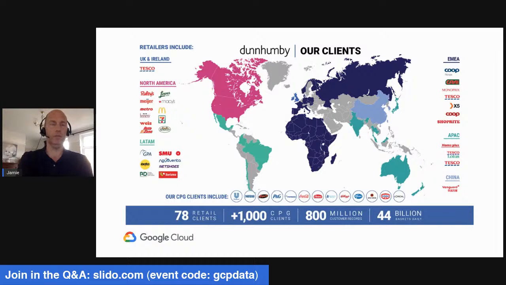baskets every day. That's not to say we have 44 billion baskets' worth of data arriving to us every day, but that's the corpus of data that we own and our data analysts use on a day-by-day basis. And on this slide as well, you can see the markets that we operate in and some of our clients in those various markets as well.